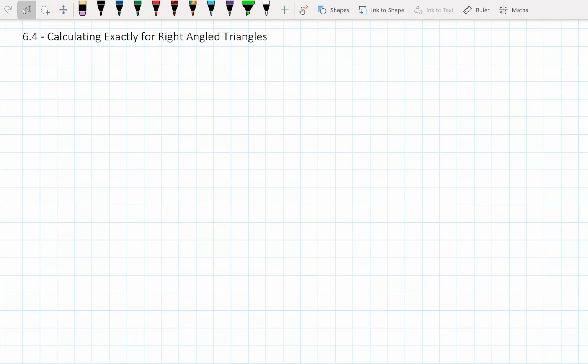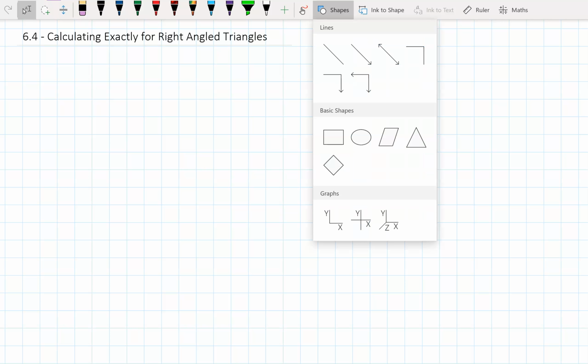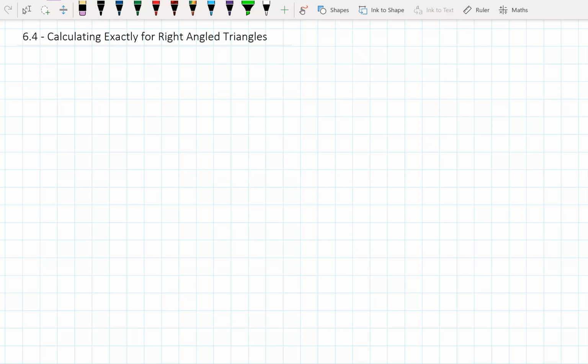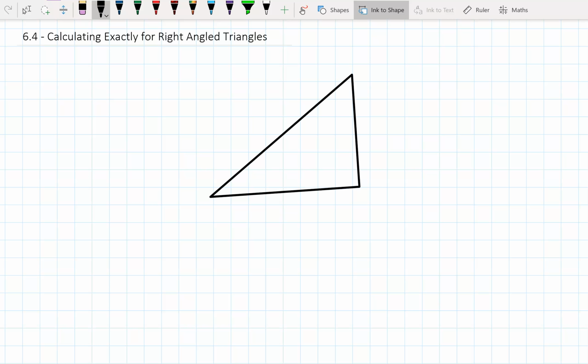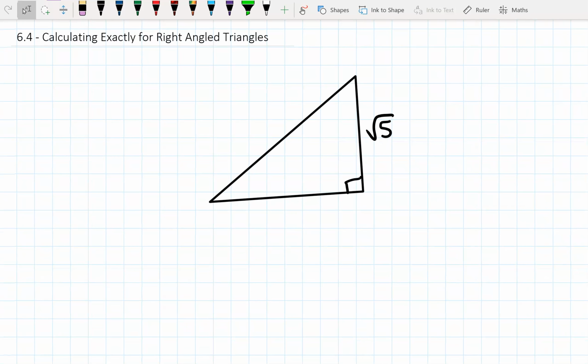Now an example of where we use this a lot is with right angled triangles. So let's try drawing a right angled triangle, and we will calculate the length of one of its sides in exact form. Okay, so this is a right angled triangle. We will say that this side is going to be root 5, and this side over here is going to be 3 root 7, and we want to know the third side. So let's say we're going to find this out.